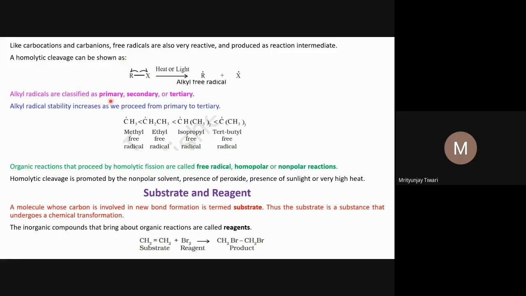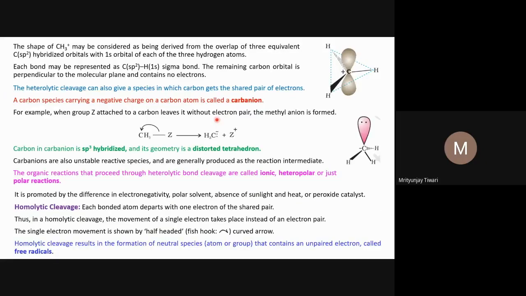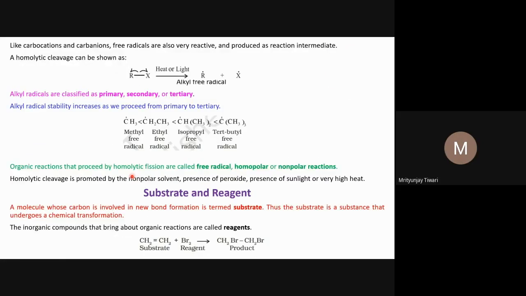Alkyl radicals are classified as primary, secondary or tertiary as well. This I forgot to explain earlier, for the stability of the carbanions. So let us see, like we have seen the primary, secondary and tertiary carbocation, similarly we can also have primary, secondary and tertiary free radicals, and the stability of the primary, secondary and tertiary free radicals follows the same trend that we have seen for the carbocations. So the tertiary free radical will be most stable, then the secondary free radical, then the primary free radical, and the least stable is the methyl free radical.